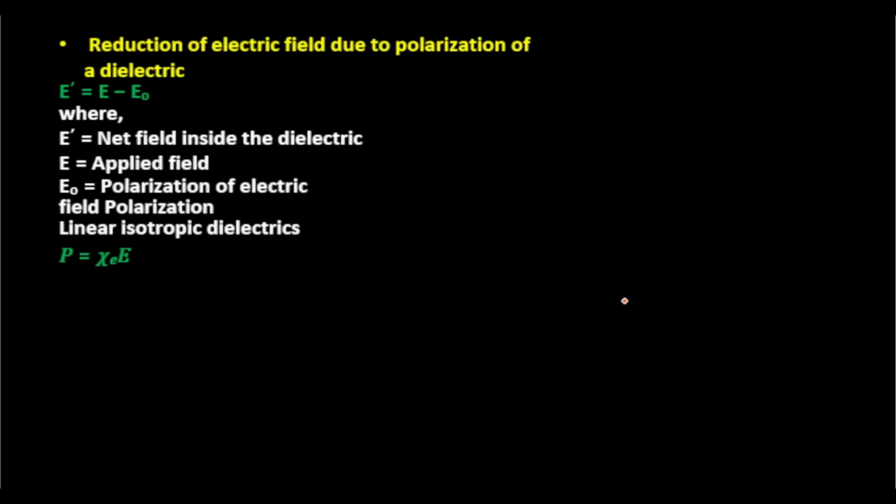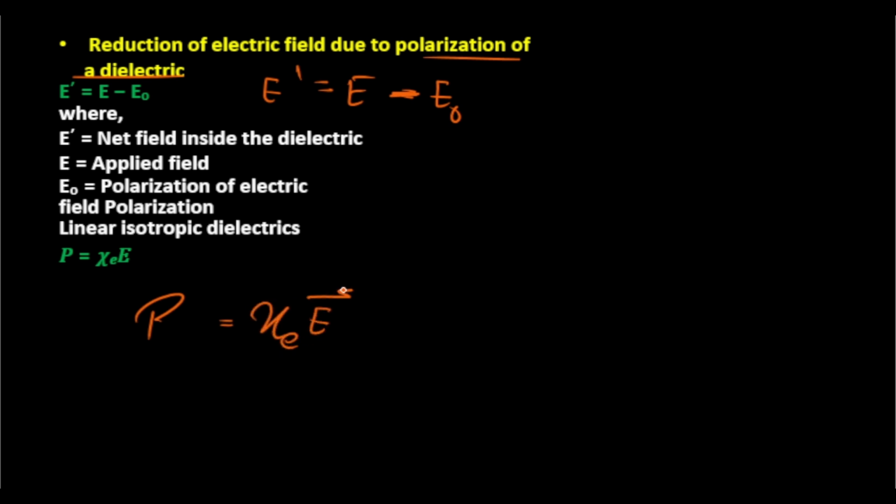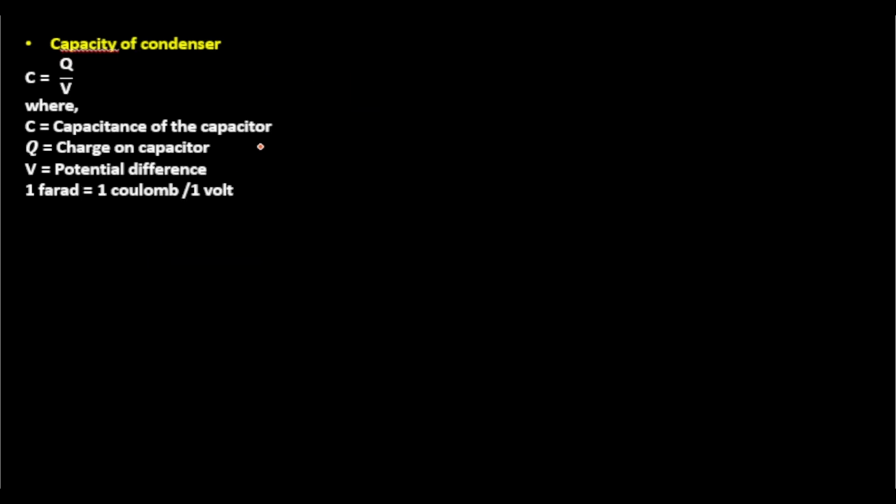Now, reduction of electric field due to polarization of a dielectric. So, E bar is equal to E minus E naught. Polarization P is equal to chi E into E bar over here. E vector, here it is not there. Capacity of a condenser C is equal to Q upon V.